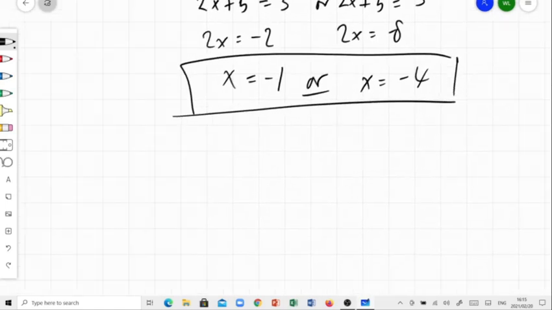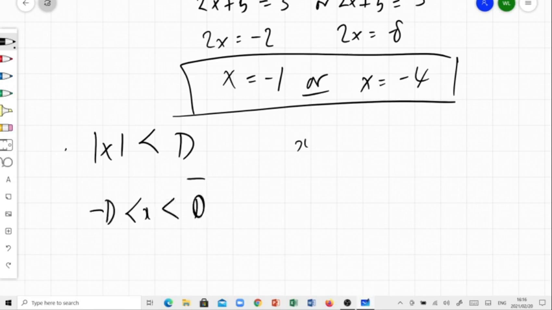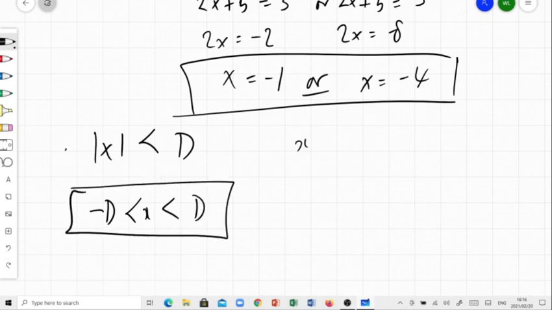So now what about another one? What about where you've got an inequality with an absolute value? The absolute value of x is smaller than d. Well, this will force your x to be between minus d and d.